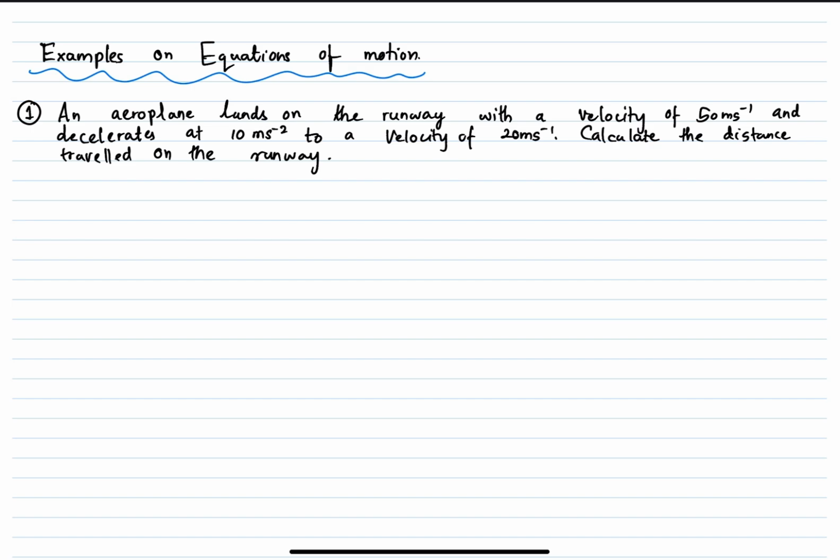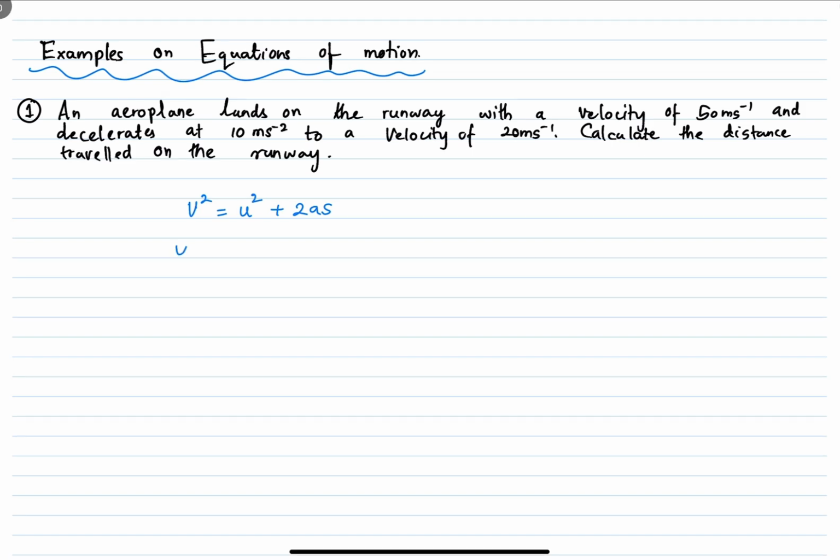So how to start to solve this question? Well, since no time is mentioned, we can use the equation of motion v squared equals u squared plus 2as. And since the initial and the final velocity are given, you can see that the initial velocity would be 50 meters per second and the final velocity would be 20 meters per second.